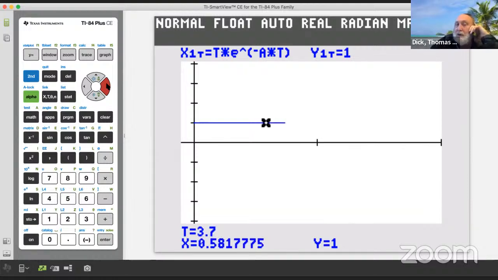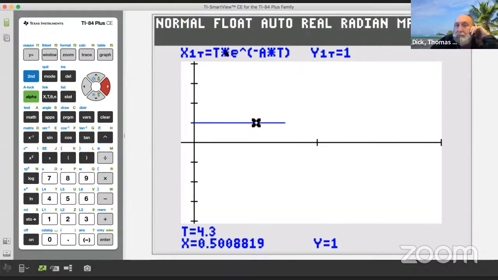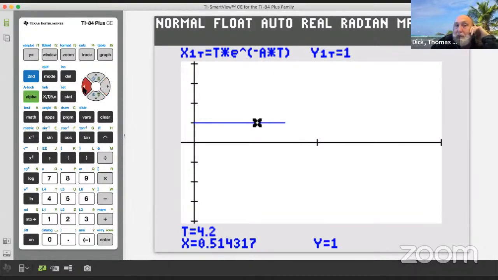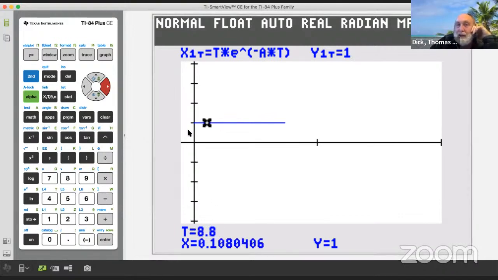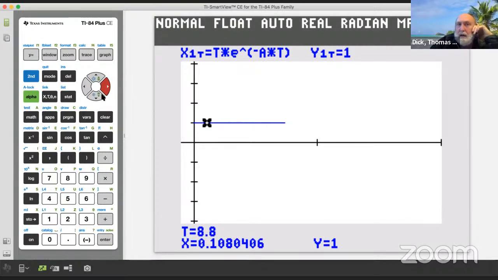In fact, for t greater than 0, t is positive and this exponential expression will always be positive. So it's always going to be to the right of 0, and it's going to be approaching, let me advance t, it'll approach x equals 0, but it'll actually never reach there, okay? That'll be kind of a limiting value there. So that's what that looks like on the 84.